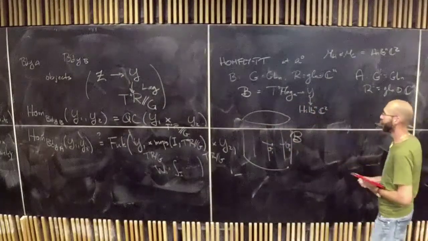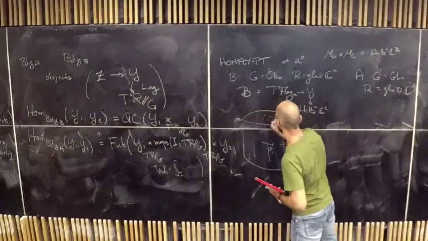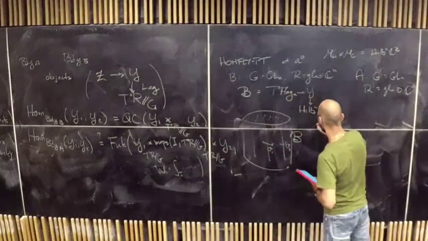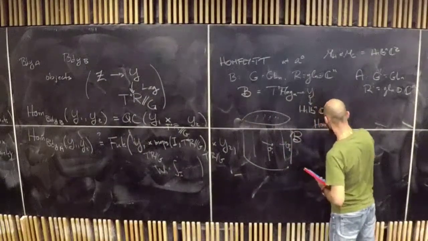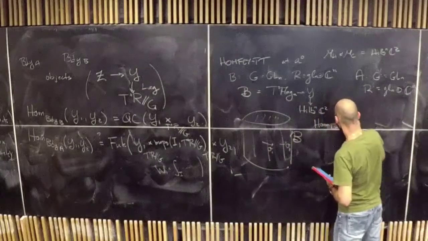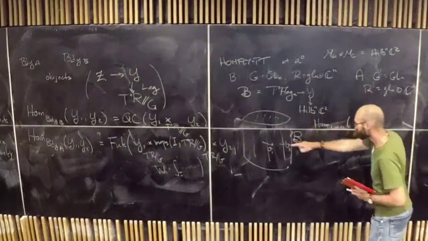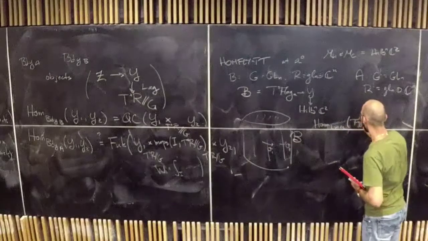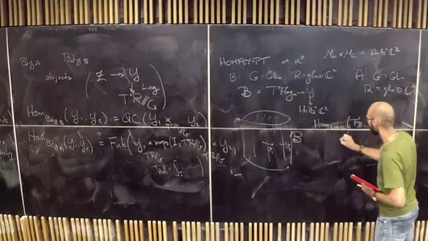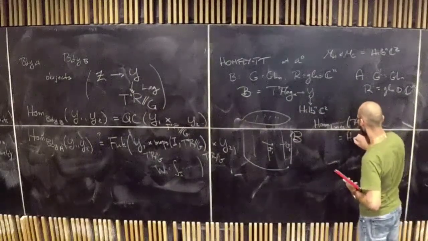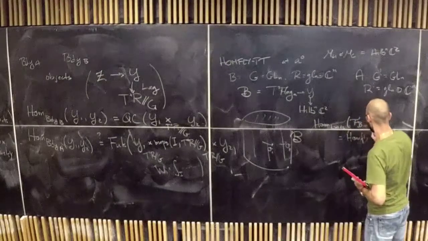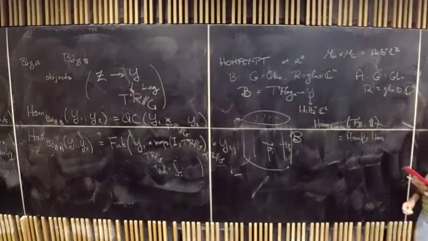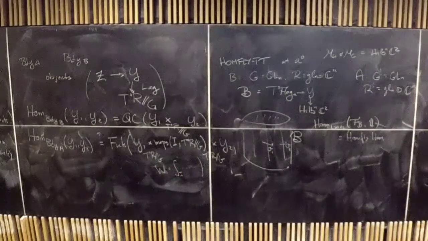knot homology. So here, Homs in bulk lines between whatever this sheaf is and the identity line is HOMFLY homology. That is a vector space, and then what happens on the A side?